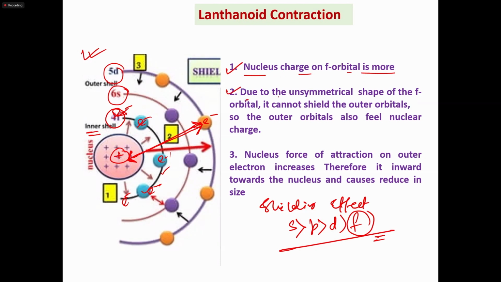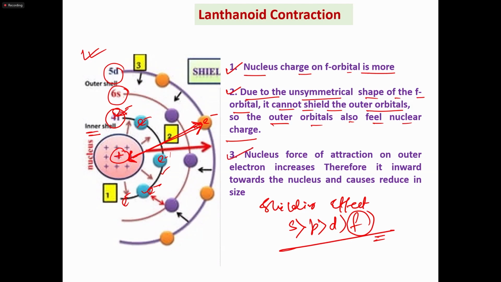Another point is that due to the unsymmetrical shape of the f orbital, it cannot shield the outer orbitals, because whatever shape the f orbitals have, it is unsymmetrical. That's why it cannot shield the outer orbitals, so the outer orbitals also feel the nuclear charge.